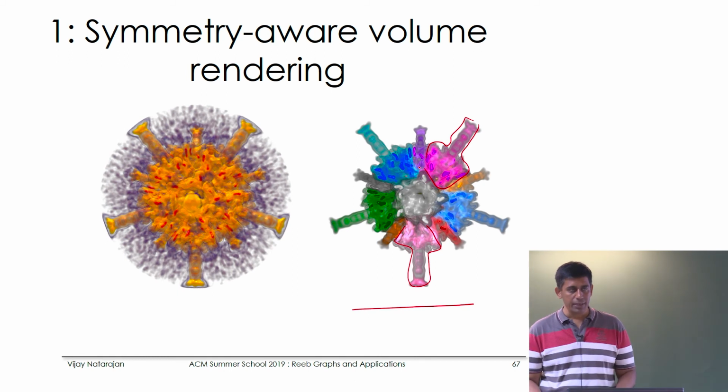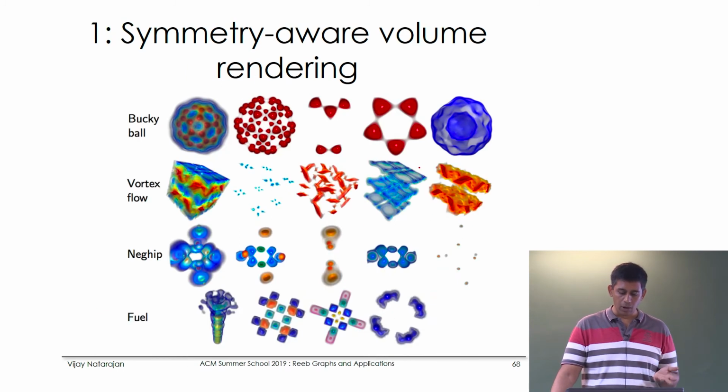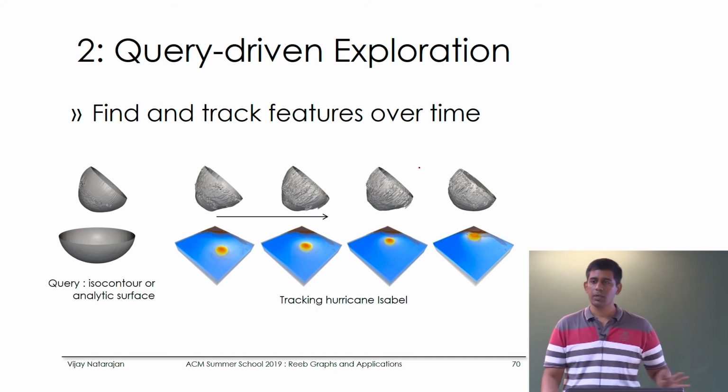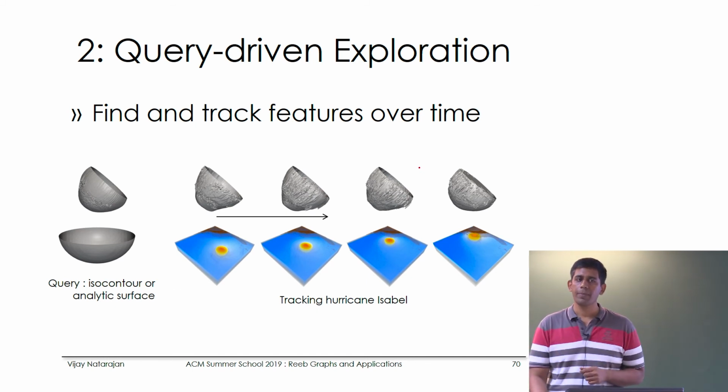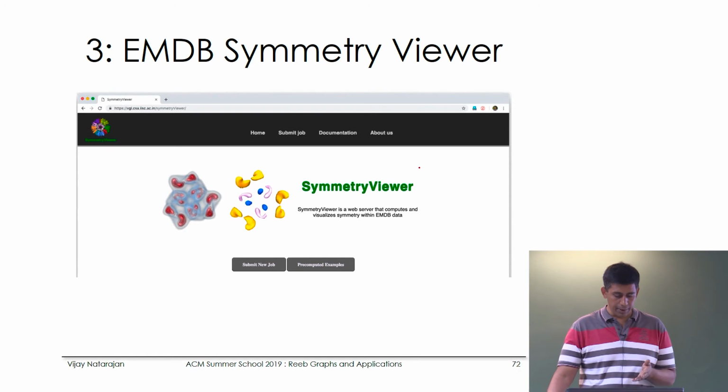So this is one interesting application of contour trees. This can be extended to time varying data also, to track features like cyclones over time. It can be used to track multiple cyclones even if they occur at the same time. It can be used to find repeating units in a molecule. So this is a web viewer that we have developed using this idea.